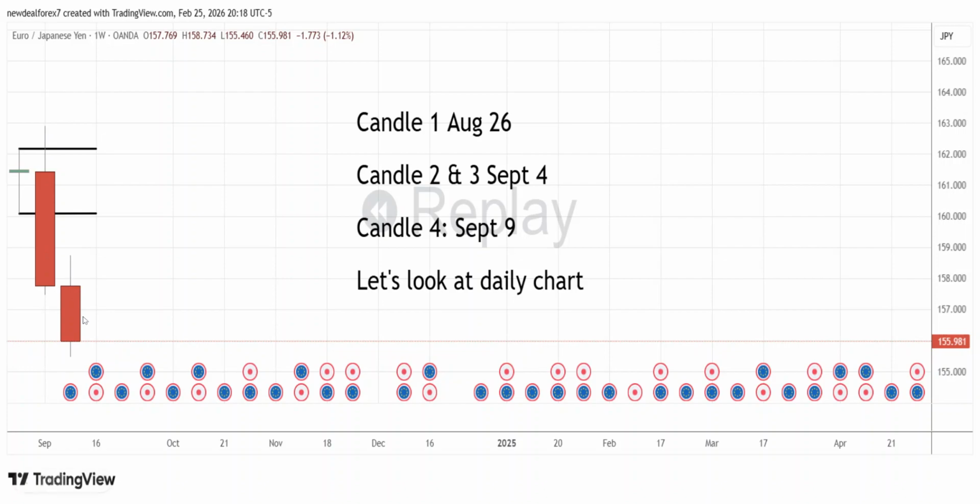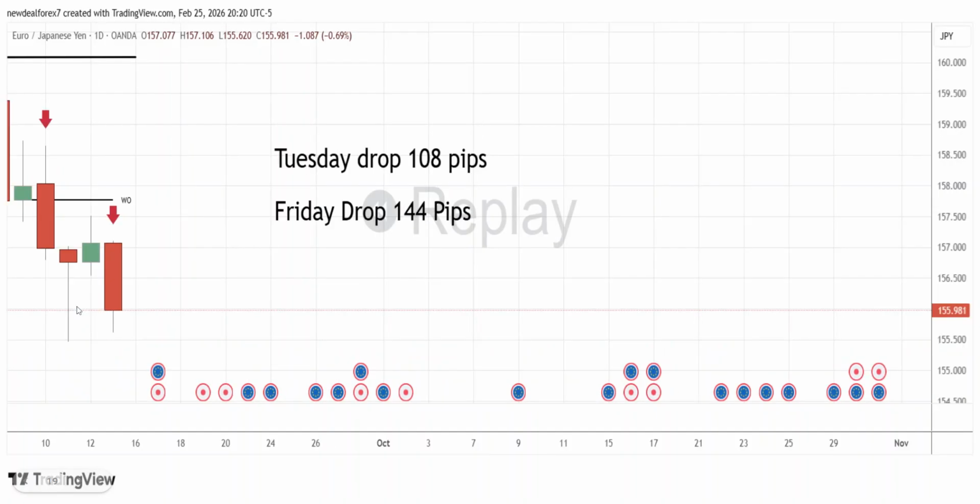So let's look at this chart right here, the week of September 9th, and see how the daily chart broke down for this last red candle right here. So Monday would not have been a trading day. Tuesday would have been a better day right here, where if you could have got the high of the day or around the daily open. This was the open price that closed down here. And then Friday as well did give a drop for about 144 pips.